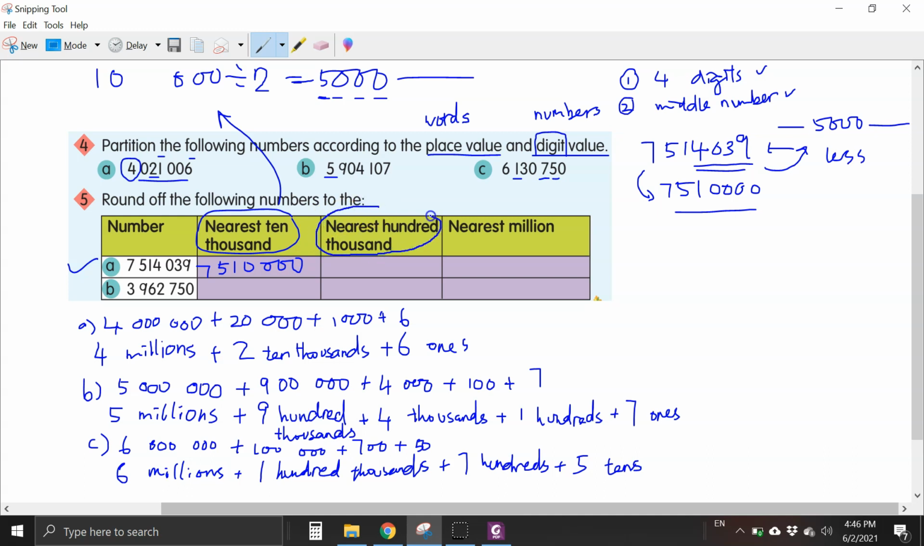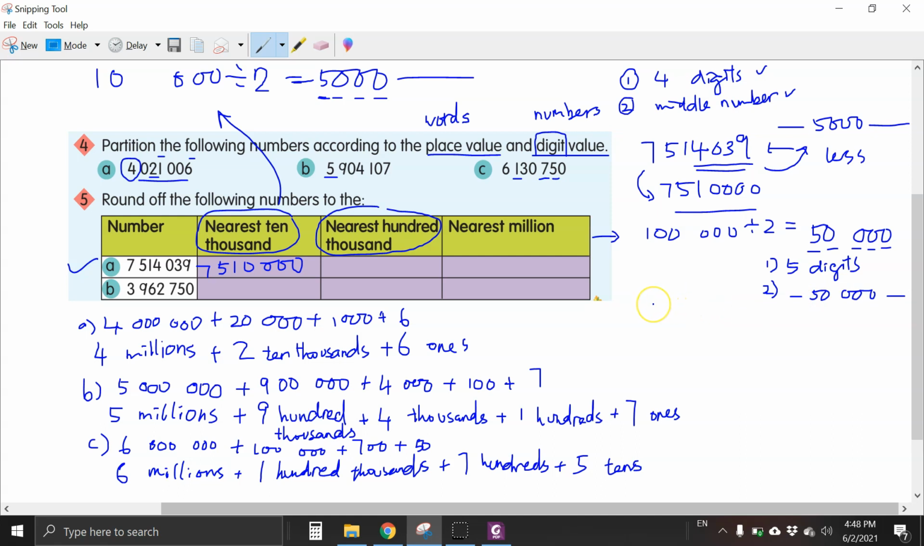Now what about the second one? Nearest 100,000. Now 100,000 looks like this. Ini 100,000. Then what I do is, again, I divide it by 2. Saya bagi 2. So saya dapat 50,000. I get 50,000. So this 50,000 tells us that there are 5 digits. 1, 2, 3, 4, 5. First thing, ada 5 angka. Second thing, nombor tengah dia ialah, the middle number is 50,000.